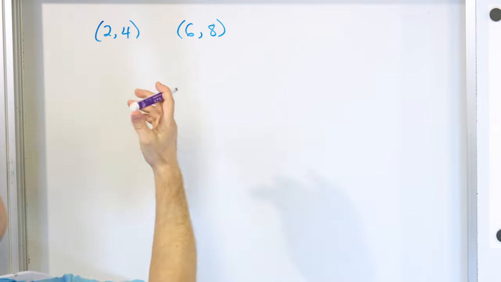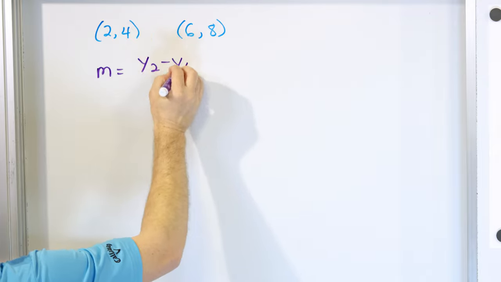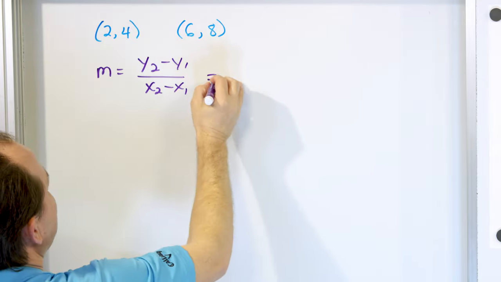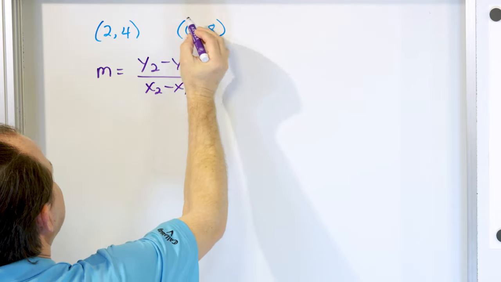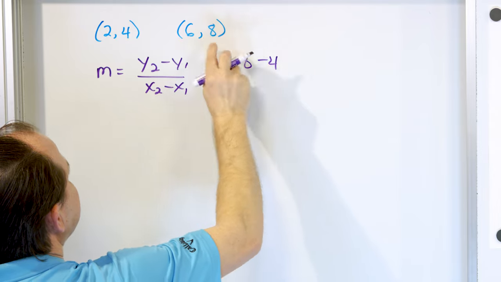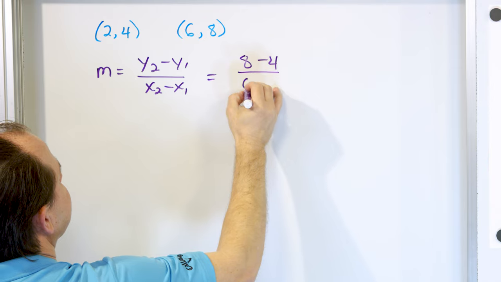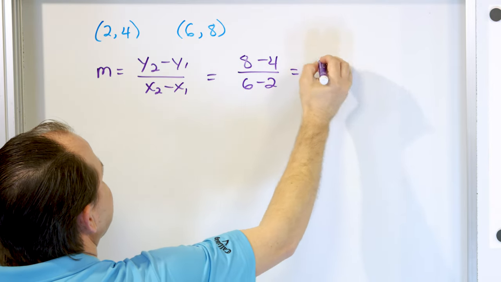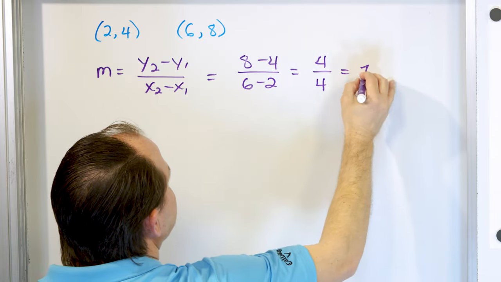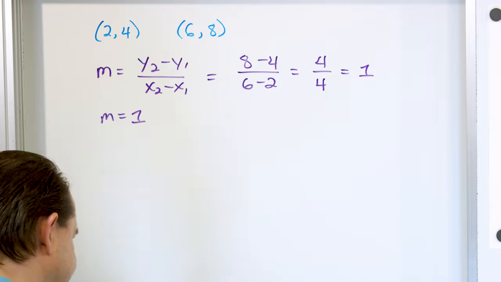We have to find the slope of a line, which you already know is y2 minus y1 over x2 minus x1. Now, you've been calculating slope forever. Subtract the y values, 8 minus 4. These are the two y values, 8 minus 4. And since I subtracted this way, I have to do the same for the x, 6 minus 2. Right? 8 minus 4 is 4, 6 minus 2 is again 4, and so the slope is equal to 1. Right? The slope is equal to 1.